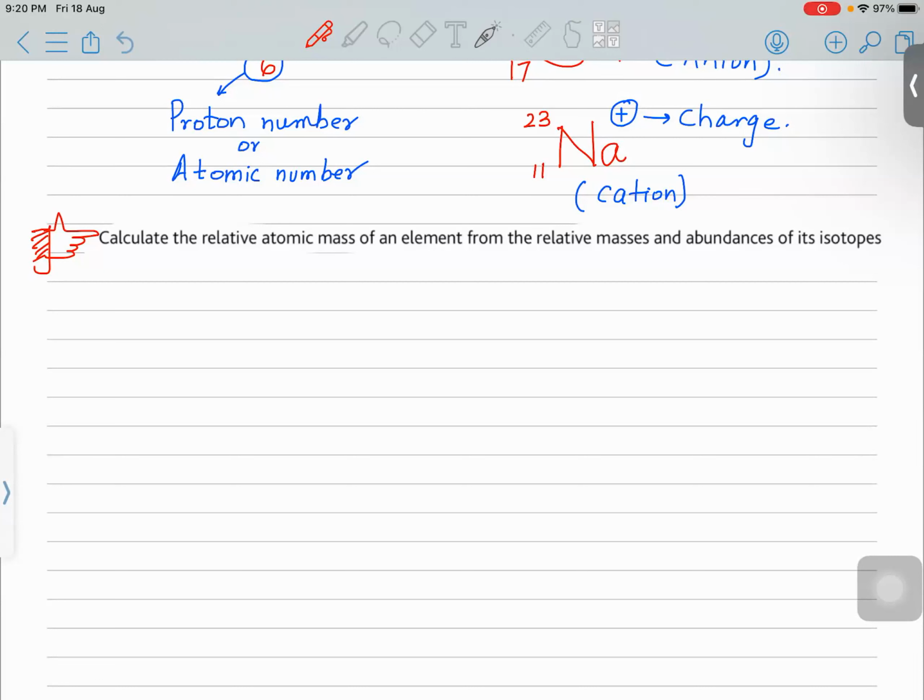But sir, why the carbon atom? Because carbon has exactly mass number 12.000. That's why we use carbon 12. So first write the definition.